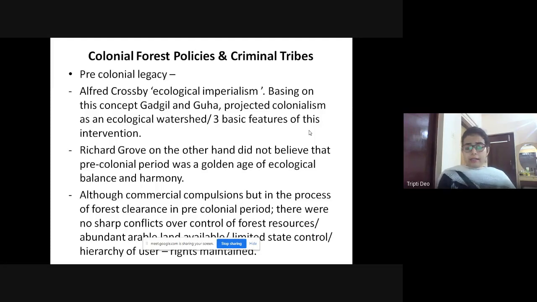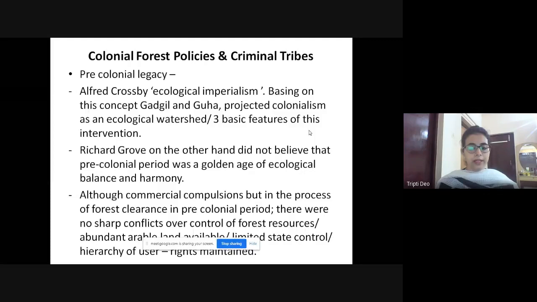But Richard Grove says, yes, it wasn't a golden age. The Mughals and the Marathas in the pre-colonial period were not without exploiting forest resources. He gives the example that not only in the Mughal period, but before that also, rulers, dynasties and empires in India used forest produce, controlled tribes, and used forest revenue and resources for their own purposes. So it wasn't that there was balance and harmony in the pre-colonial period and sudden exploitation in the colonial period. Richard Grove gives that perspective, which is quite true because it was pretty gradual.